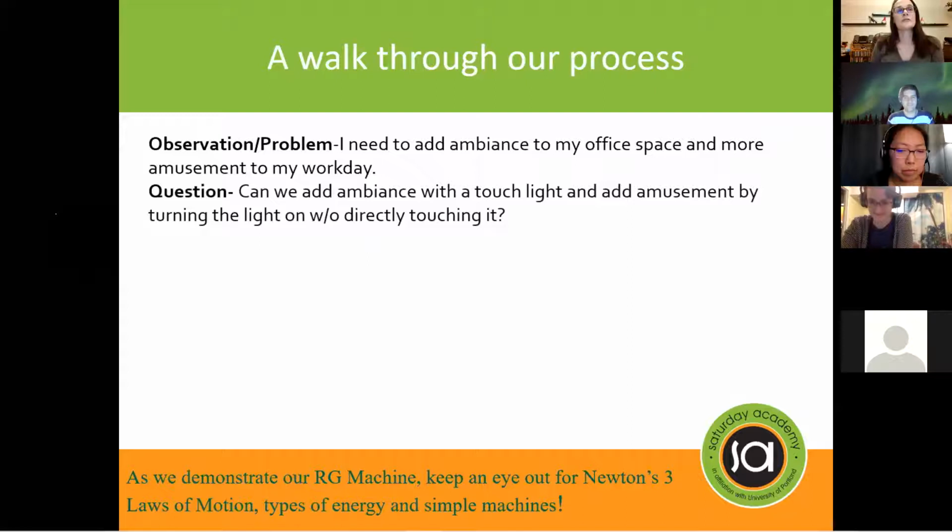So we turned that into our question, which was, can we add ambiance with a touch light and add amusement by turning on the light without directly touching it?